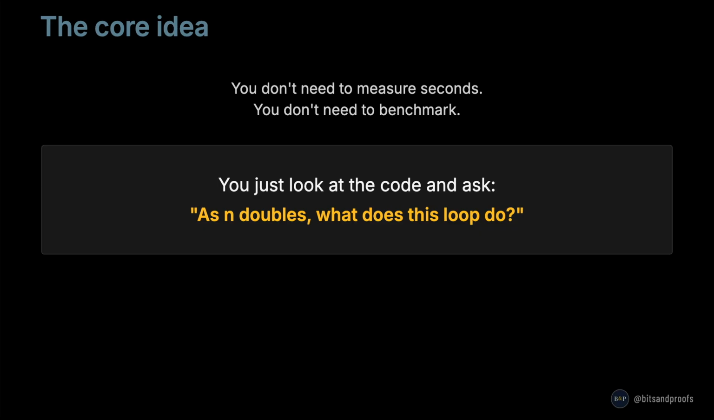If the work doubles, you're linear. If the work quadruples, you're quadratic. If the work stays the same, you're constant. If the work explodes, you're exponential and you need to refactor. That's big O, that's the core idea. Master that one question and you'll catch most performance problems before release.